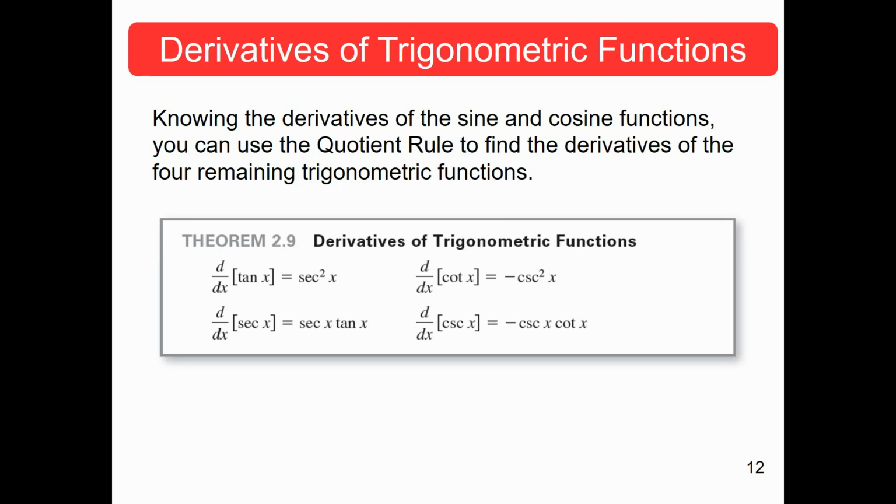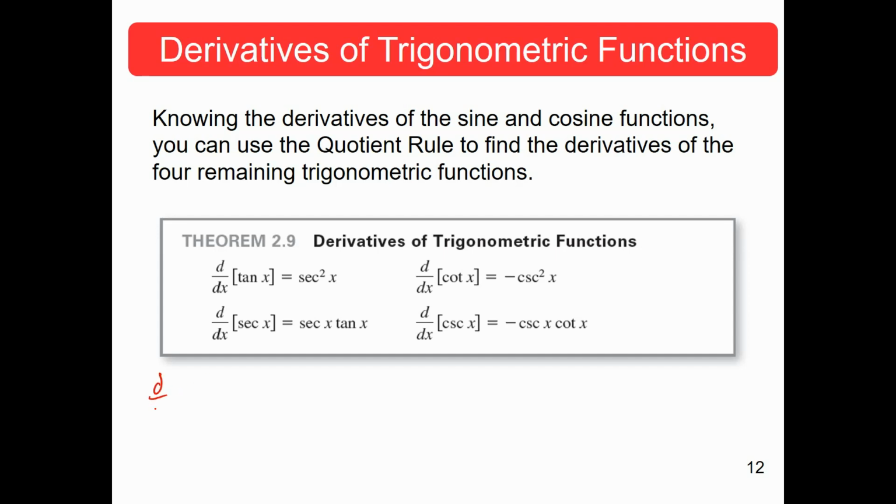In this video, we're going to look at the derivatives of the remaining trigonometric functions. We've already done sine and cosine, so now we want to look at tangent, cotangent, secant, and cosecant. Now we know sine and cosine, so we can actually use the quotient rule to find the derivatives of the four remaining trig functions. So let's just do tangent.